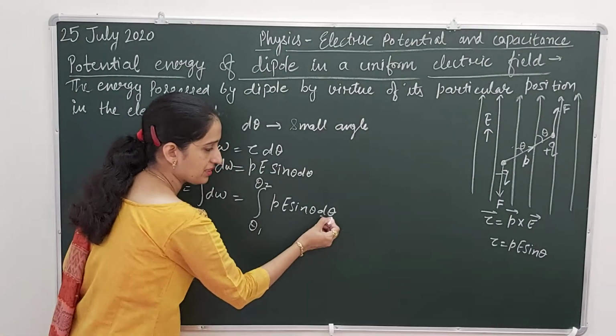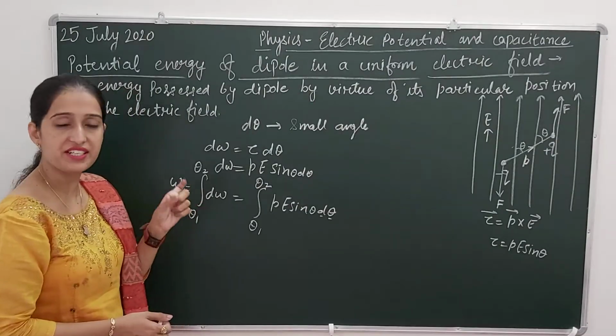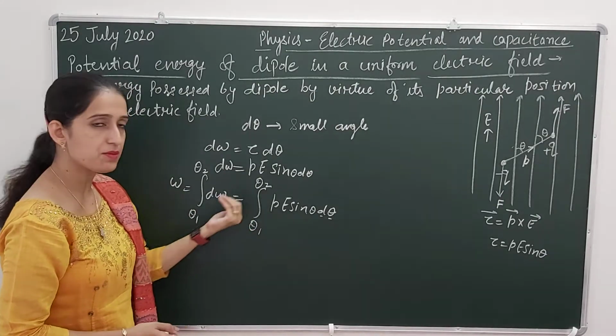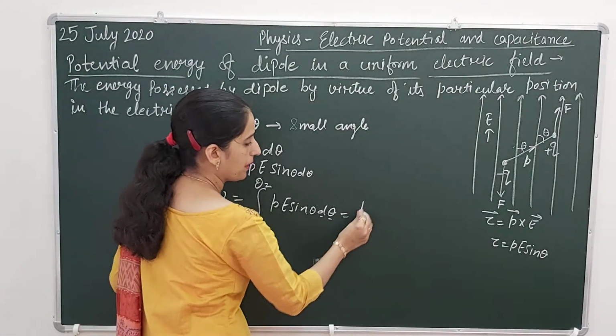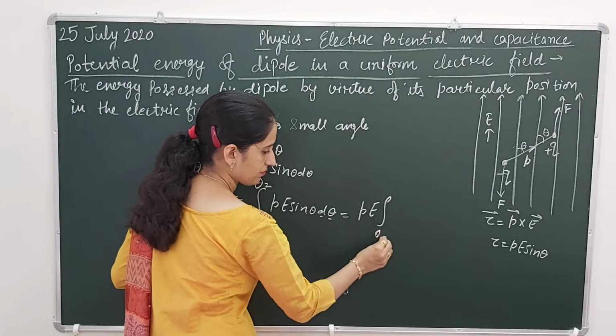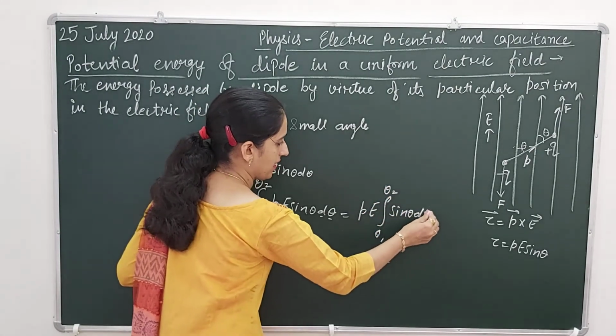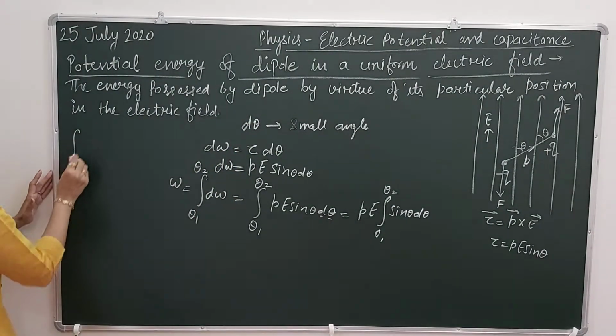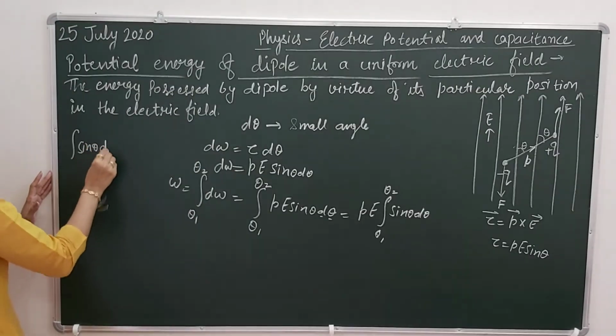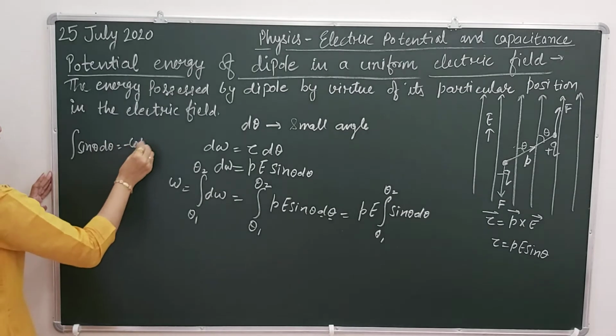The integration is with respect to theta, so the integration of the theta term will be there, and the remaining terms will come outside. It will be pE times the integral from theta 1 to theta 2 of sin theta d theta. And the integration of sin theta is equal to minus cos theta.